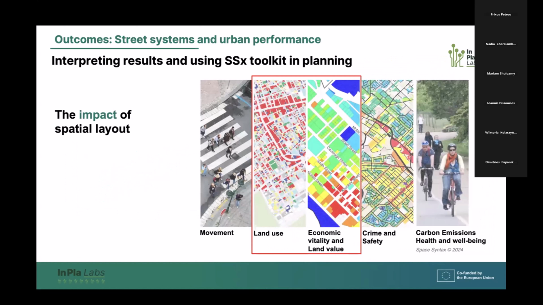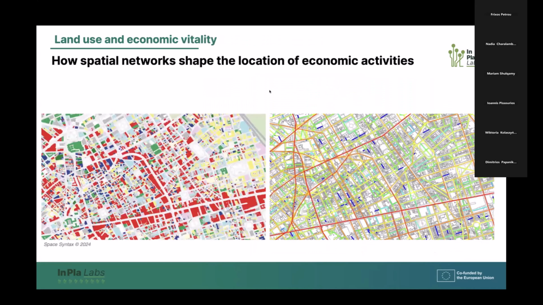We also know that movement patterns have an impact on land uses and economic activities, and the potential for creating economic activity and productivity. So this explains how spatial networks shape the location of economic activities. Here in the picture on the left, the red buildings are actually retail establishments. We are used to thinking that normally shops attract visitors. Shops are attractors in the system because they attract customers.